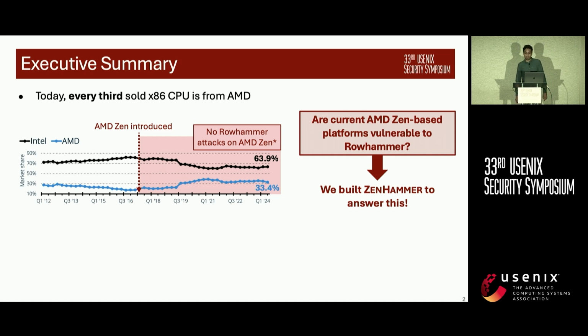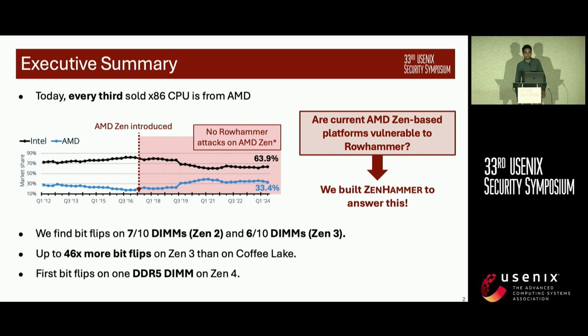With ZenHammer, we find bit flips on 7 of 10 and 6 of 10 DIMMs on AMD Zen 2 and Zen 3, respectively. We also find up to 46 times more bit flips on Zen 3 than on Coffee Lake, and we show for the first time bit flips on DDR5 DIMMs on Zen 4.